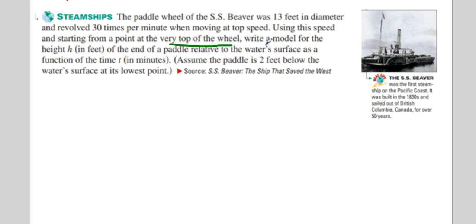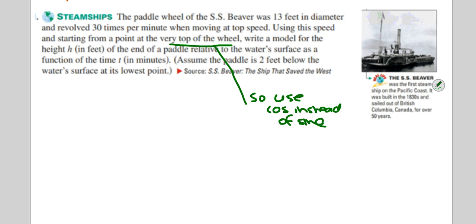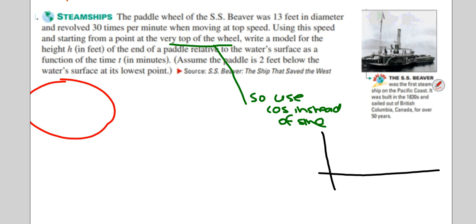Interesting, hey? So our function will need to be a cosine, because we're using the height here, and you start at the very top of the wheel. So use cos instead of sine. It would be very beneficial to draw the unit circle at this point. Or alternatively, you could draw a circle and think of the x-axis as being the water surface. A circle with a 30 thing. And here's the water surface. Don't forget the water surface.